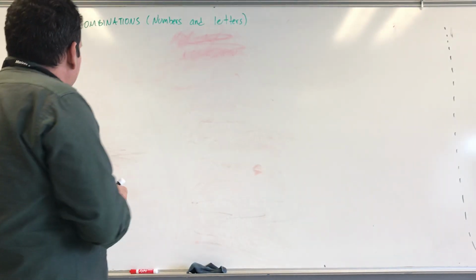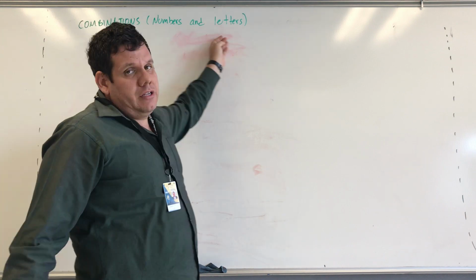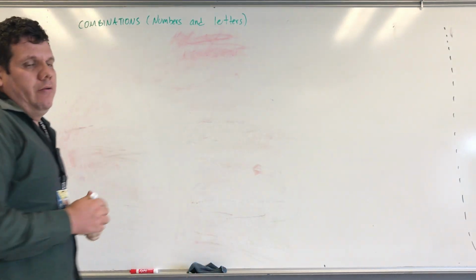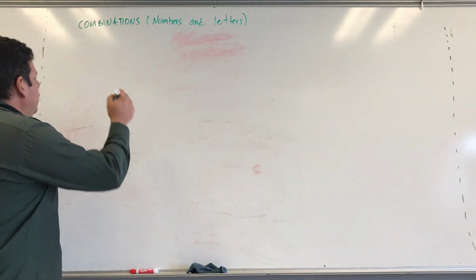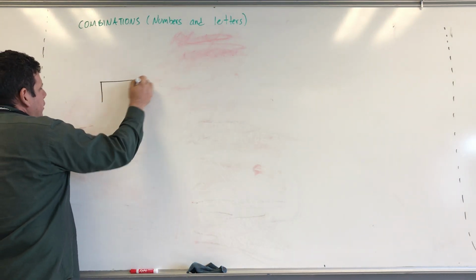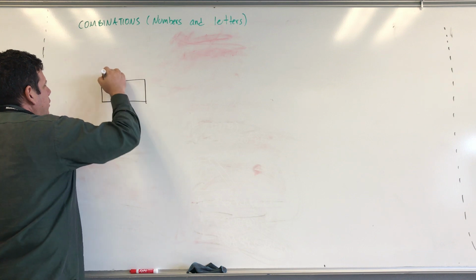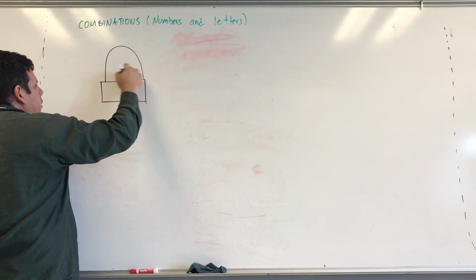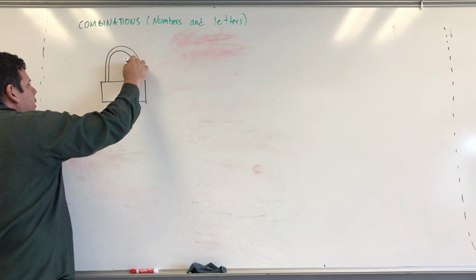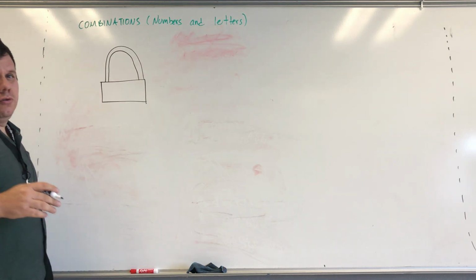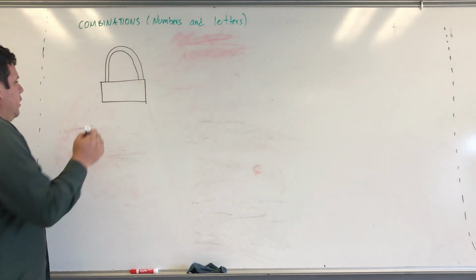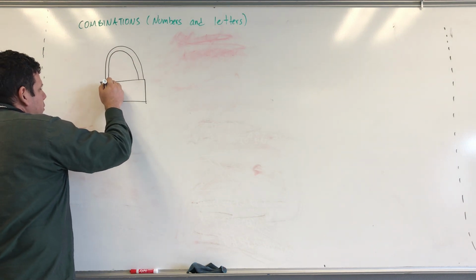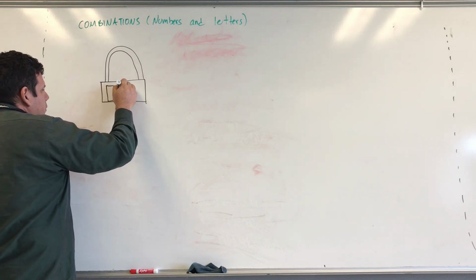Okay, the next topic is combinations, numbers, and letters. Have you ever seen those padlocks with a number combination? They look something like this. You have your padlock, and this curved bar right here secures your backpack, your luggage, your locker, whatever it is. And then you have numbers.